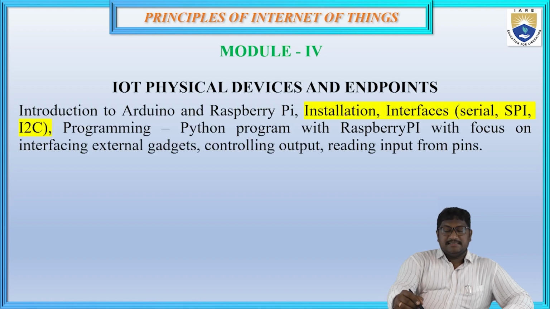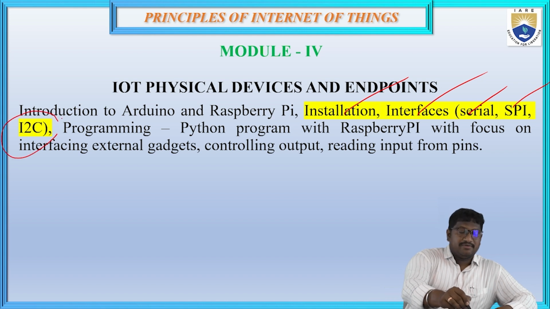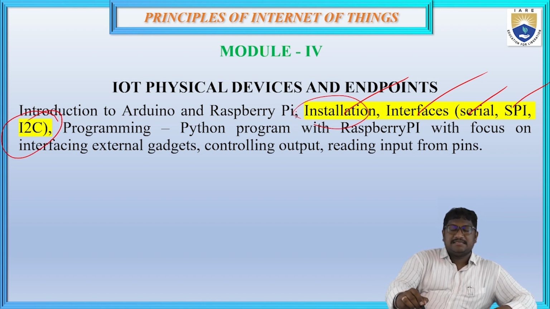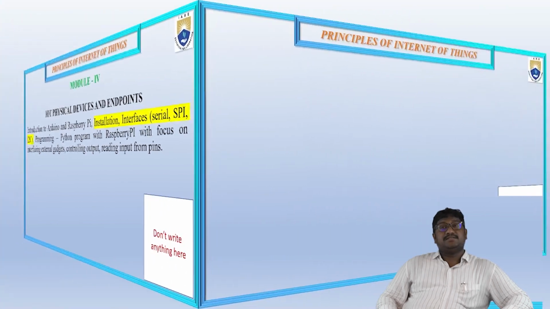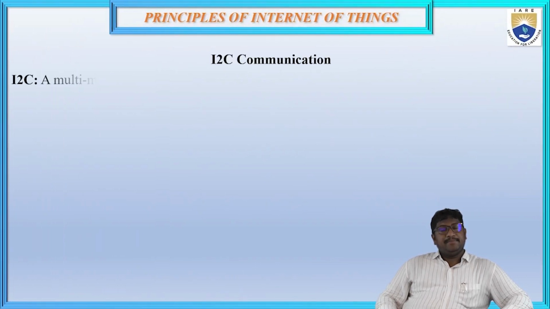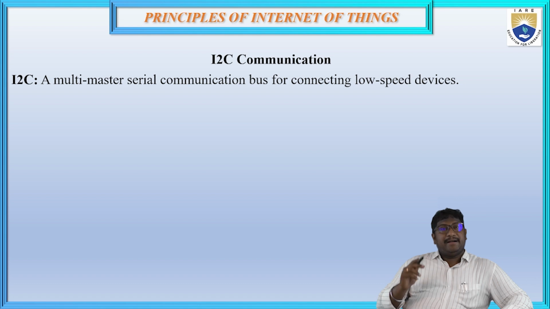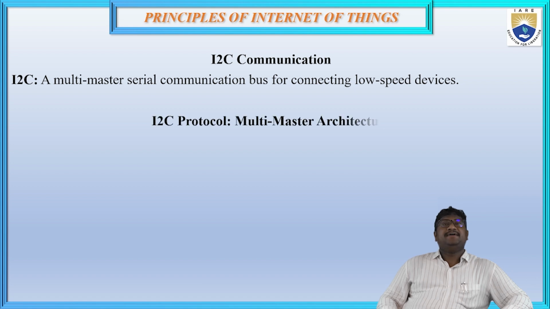The same things, installation, interfaces and serial SPI, were completed. Today we are majorly focusing on I2C and some part of the installation procedure which is going to be concluded. What are the pre-measures which have to be taken? And coming to I2C communication, a multi-master serial communication bus. This was I2C for connecting low-speed devices.